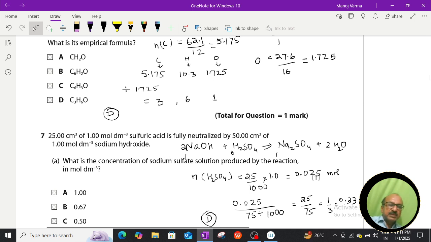So the first thing that you should do is to write down the reaction between sodium hydroxide and sulfuric acid. So this is the equation, right? So now what is the concentration of sodium sulfate?